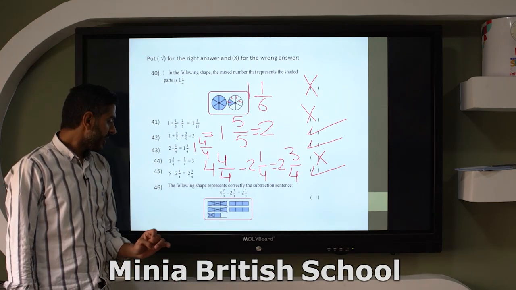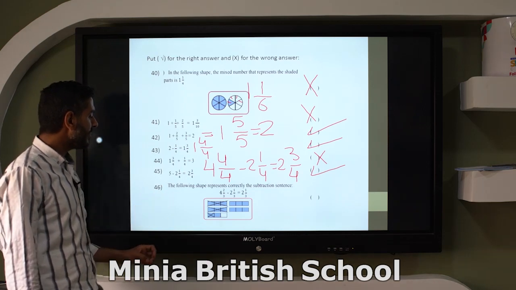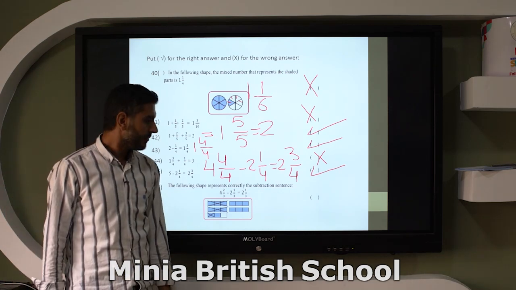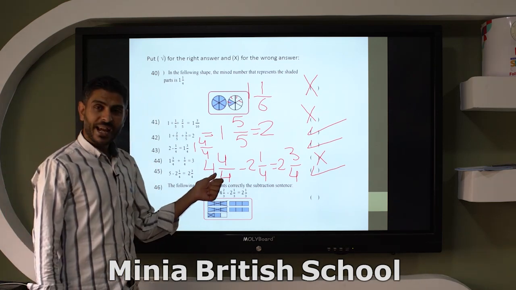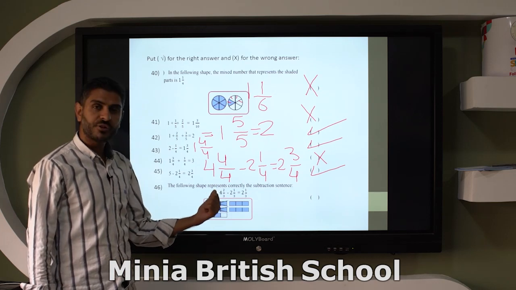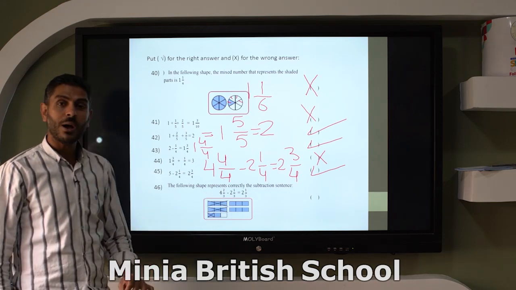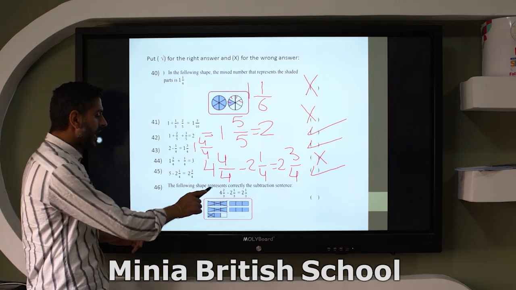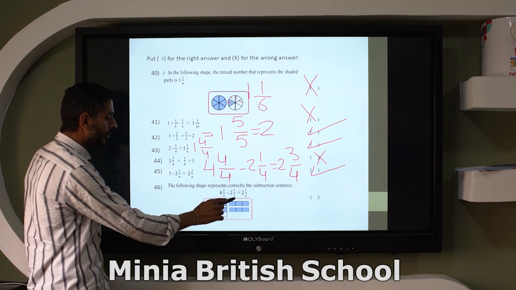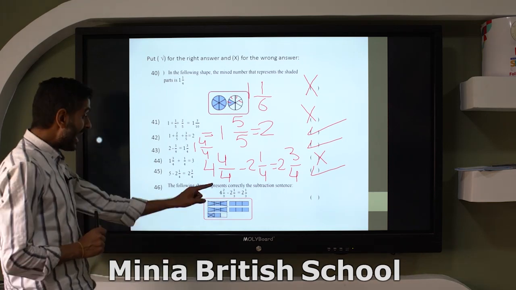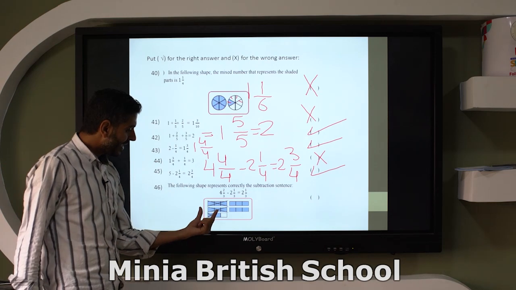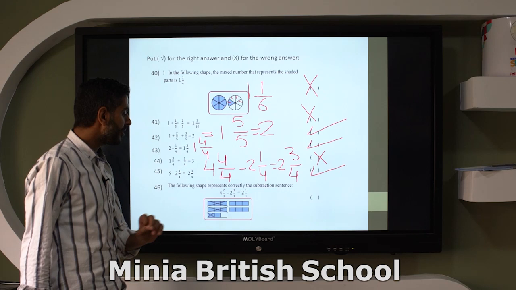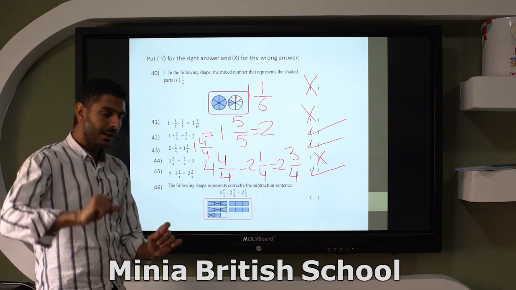Number 46. The following shapes represent correctly the subtraction sentence: 4 and 2 over 3 minus 2 and 1 over 3 equals 2 and 1 over 3. Let's see it. Here 4: 1, 2, 3, 4, right. And 2 over 3, yes, color the 2 and the total parts 3. So it's right. Minus means cancel.